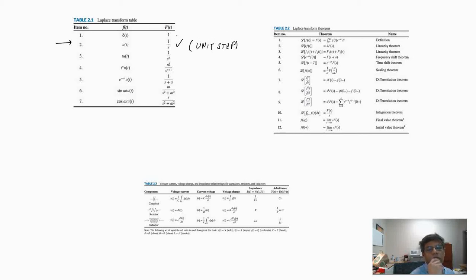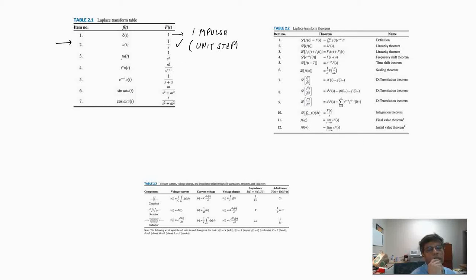And you're also most probably going to use the impulse function. If it is delta t, this is called the impulse. And the Laplace of the impulse is simply 1, like you can see in the table. So this is a unique table. You are going to be using this table a lot.